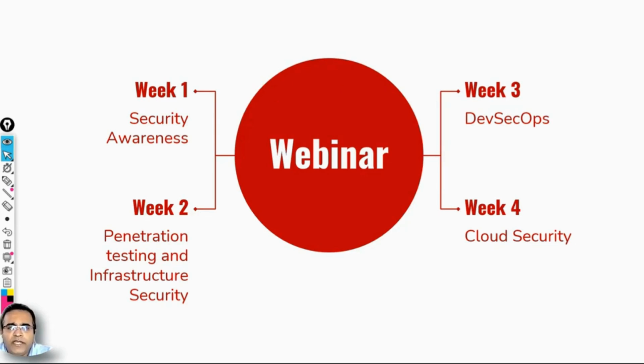Predominantly, we started off week one with security awareness, because a lot of people will not be aware of the security jargon and what exactly it means. That was done. In the second week, we went deeper into pen testing and infrastructure security. How do you do that? What are the different stages in it? And then we saw the openings in that particular profile, right? And last week we went deeper into how you secure a DevOps environment.